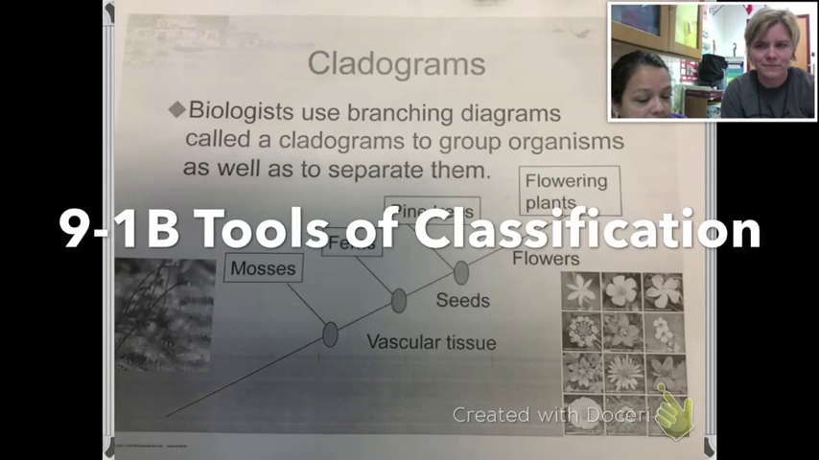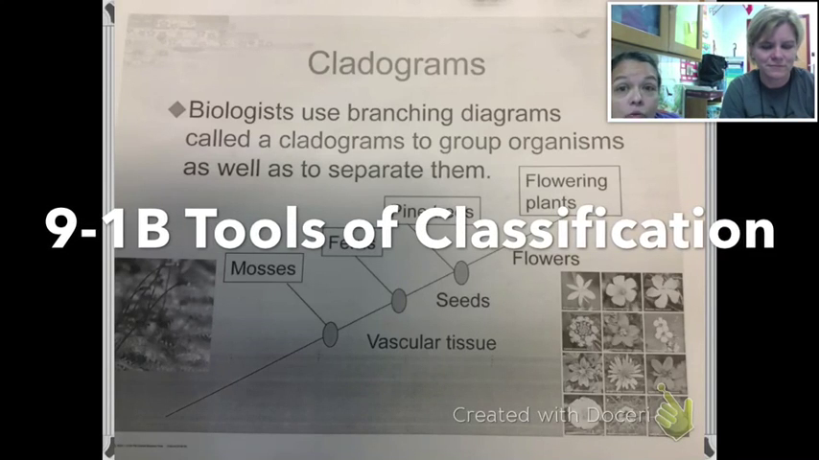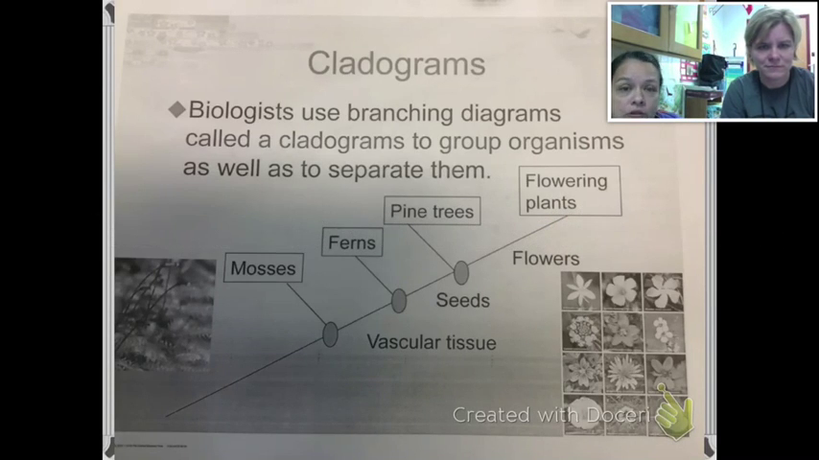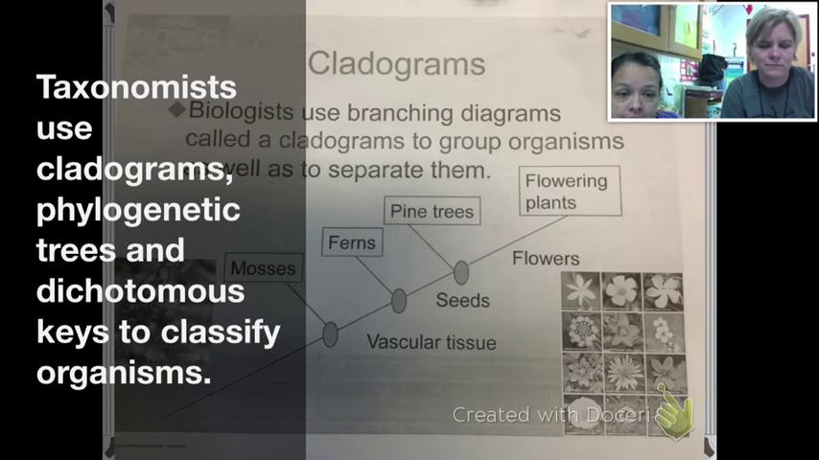Okay, so in this video we will be learning about the tools that taxonomists, which we just finished learning about, use to classify organisms. They use a few different tools. We'll be learning about 3 different ones. They use cladograms, dichotomous keys, and phylogenetic trees in order to help classify organisms.